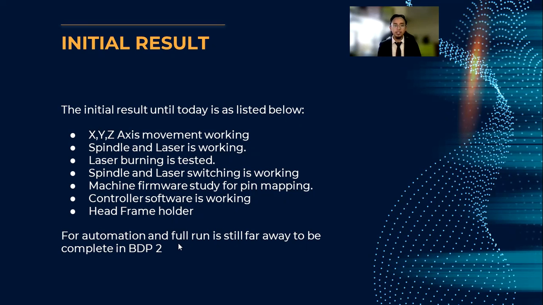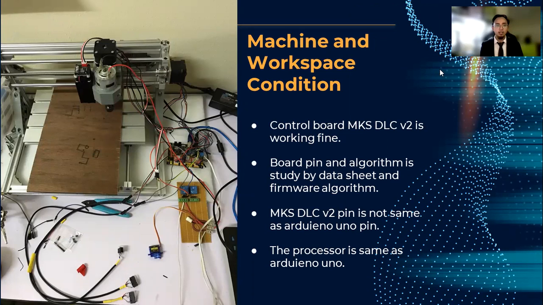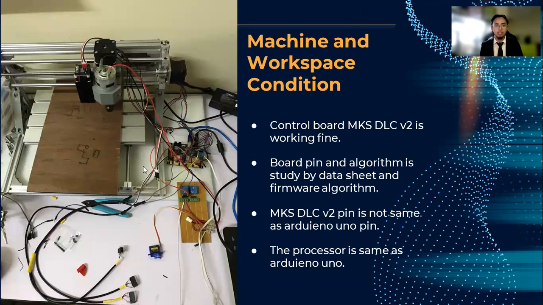So automation and full run is still far away and will be completed in BDP2. Okay, this is the proof that I have done the initial result. So this is the machine and workspace condition at my home. The control board, we use MKS DLC V2, is working just fine.